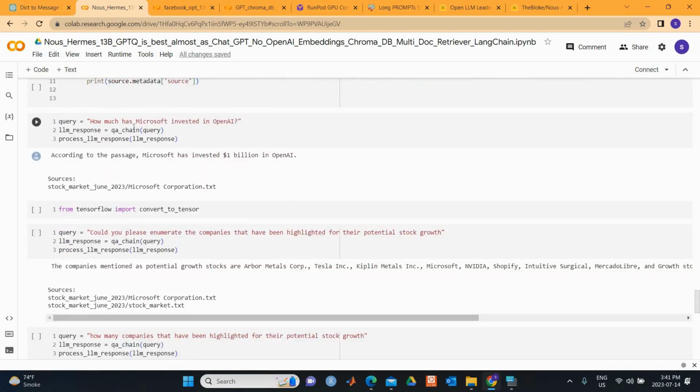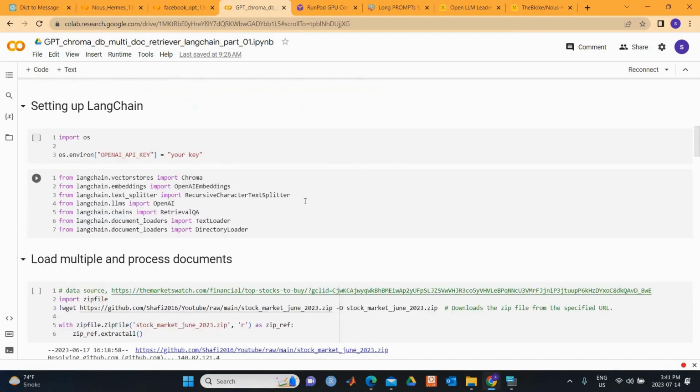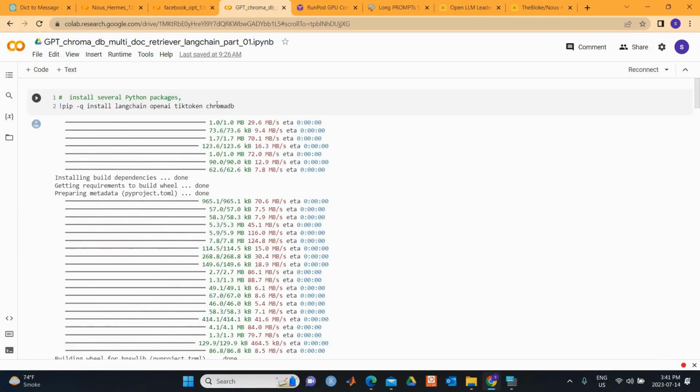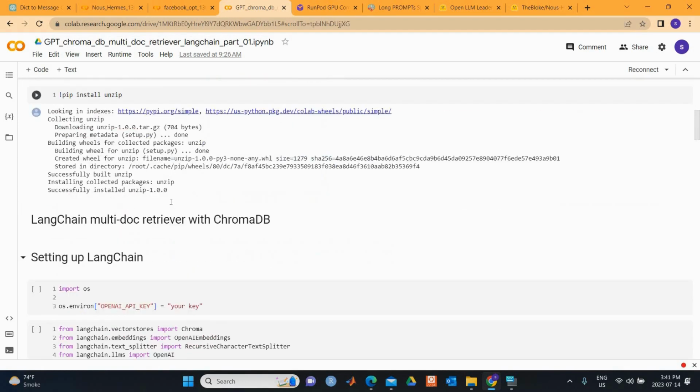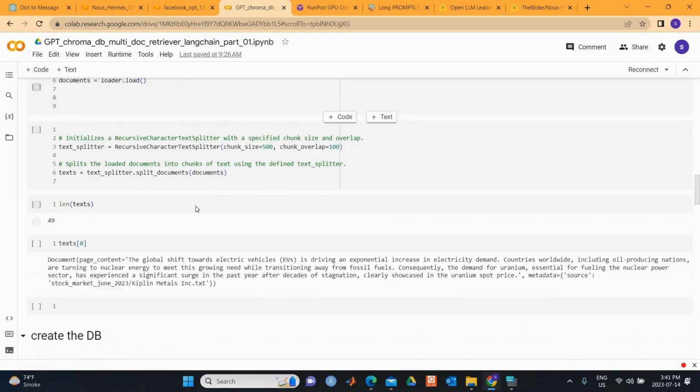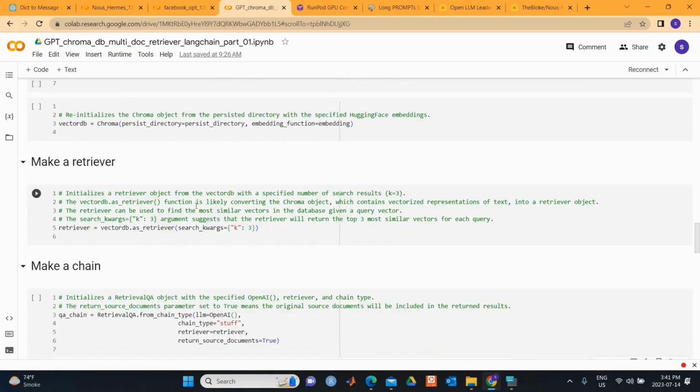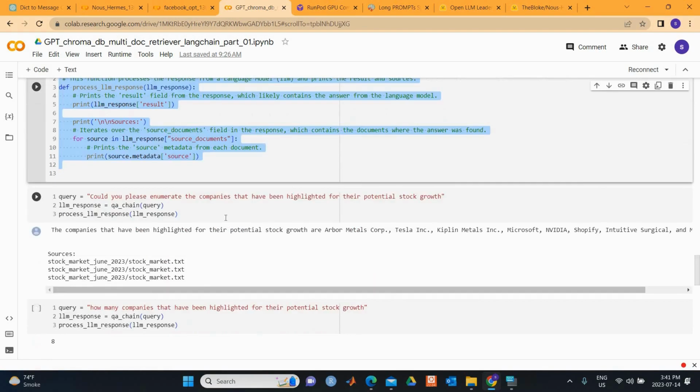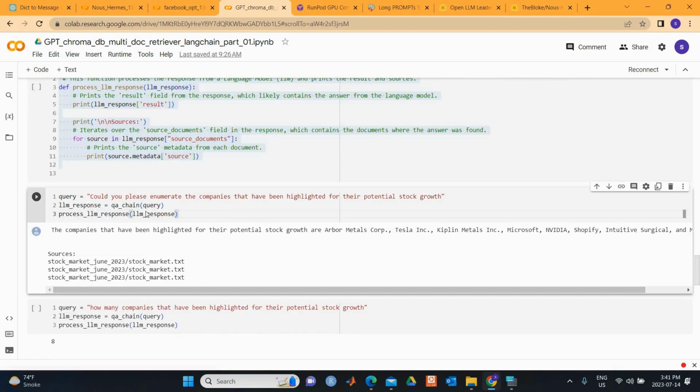So how much has Microsoft invested in OpenAI? The answer is Microsoft has invested 1 billion in OpenAI. If you look at the answers, let's also compare with GPT 3.5. The steps are very similar here, so I will just jump to the queries so that we can compare both of these.